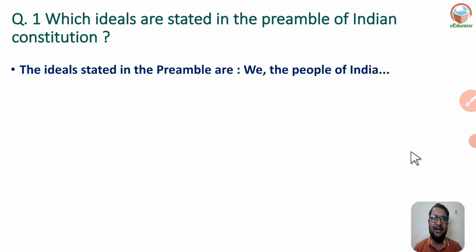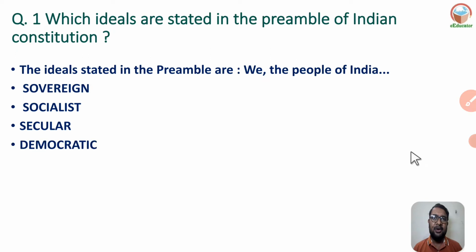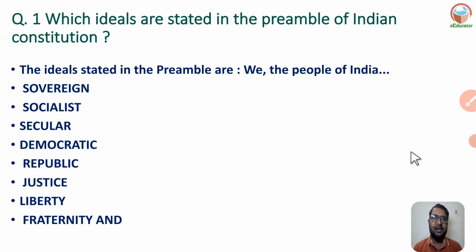These ideals stated in the preamble are: We, the people of India, sovereign, socialist, secular, democratic, republic, justice, liberty, fraternity, and equality. These are the ideals which were stated in the preamble of the Constitution of India. Ideals वहाँ पर लिखे गए, दिए गए.